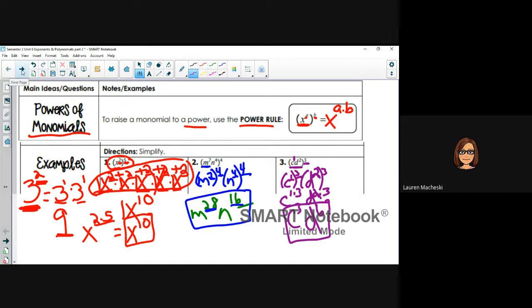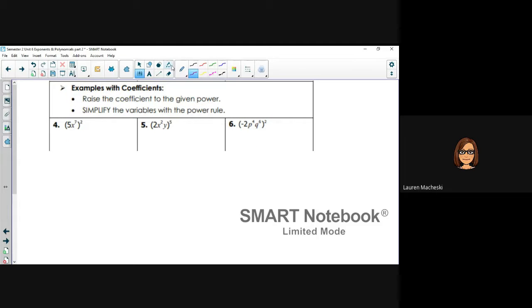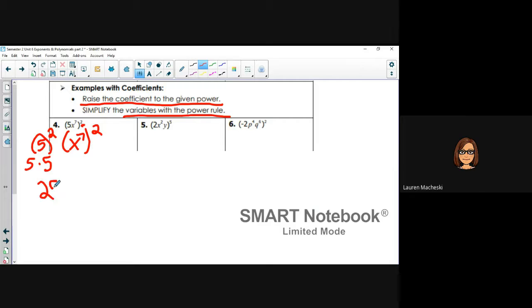All right, let's go a little bit harder with some coefficients. So when I add coefficients in here, you're going to want to make sure you raise the coefficient to that given power as well. And then we can simplify the variables with our power rule also. So just like we did before, every single thing inside parentheses gets raised to that power. So 5 gets raised to the power of 2, and x to the 7th gets raised to the power of 2. 5 to the power of 2, that just means 5 times 5, which is 25.